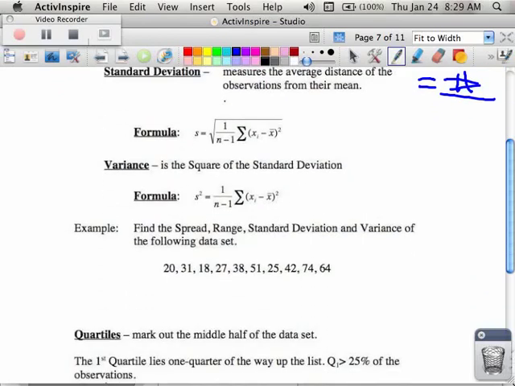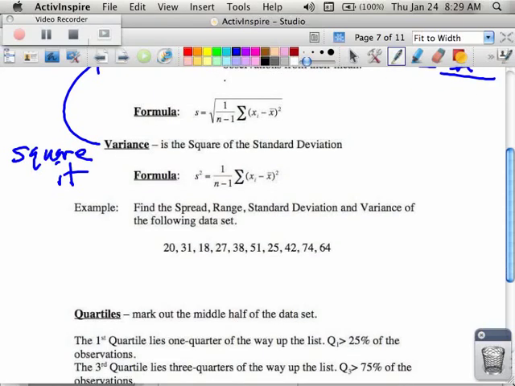When I was in my master's program at the University of Minnesota, they made us do it by hand. It was great. Variance, all you got to do is square the standard deviation. So you just square it, and you get your variance. So what we're going to do is we're going to find all these things for the following list. I'm going to pause now, put this in my calculator, and then I'll show you how to do this.